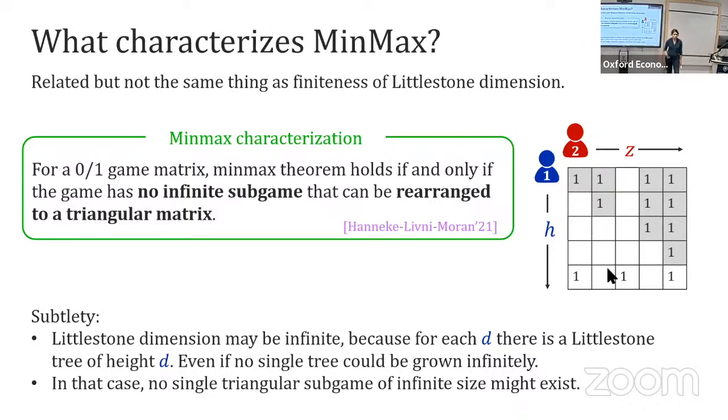This is something some people in stats sometimes refer to as div. There are two different notions. So the little sum dimension being finite is slightly stronger than the triangle dimension being finite. And this is the thing that actually characterizes min-max. So it's still related to no regret, but slightly weaker.